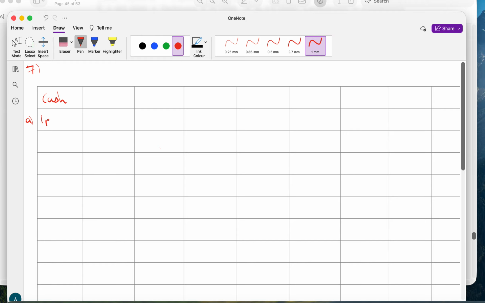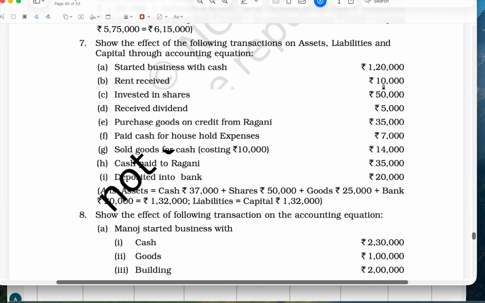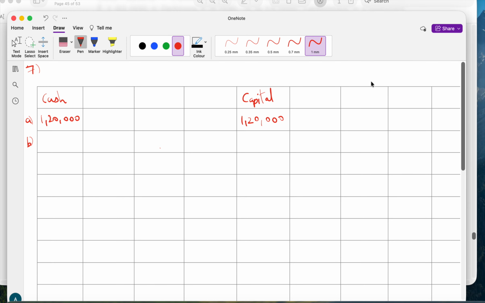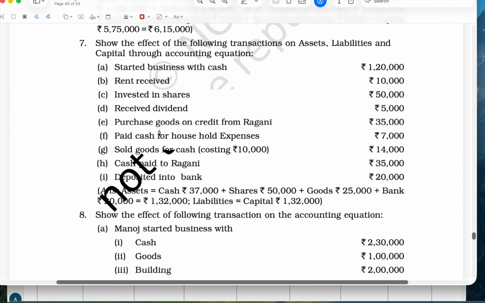So he is starting the business with cash. The first transaction, 1,20,000. So cash is coming in as capital. Yes. So 1,20,000 on both the sides. It's balanced. Second transaction, rent received 10,000. Okay. So rent of 10,000 is received. That we'll add to the capital. It's an income, right?